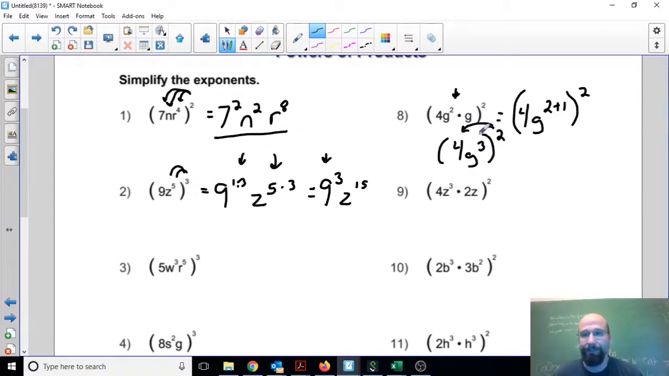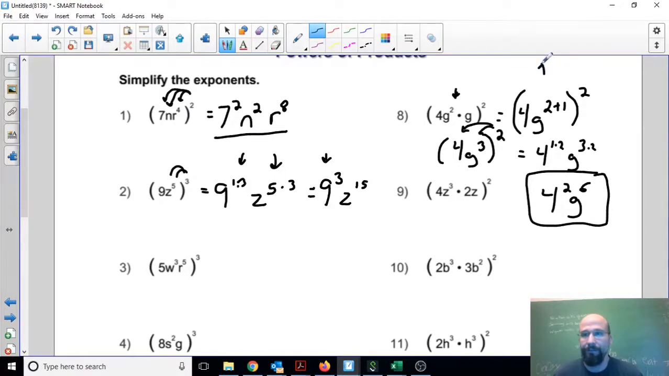And then you've got to distribute this 2. So I want to see this step too. For 4, it would be 1 times 2. And for g, it would be 3 times 2, which is 4 to the second and g to the sixth. And this would be your final answer. So this is going to have 1, 2, 3 steps before you get to the answer. I'm running out of room here, but when you do this on your own sheet of paper, you'll have all the room that you need.